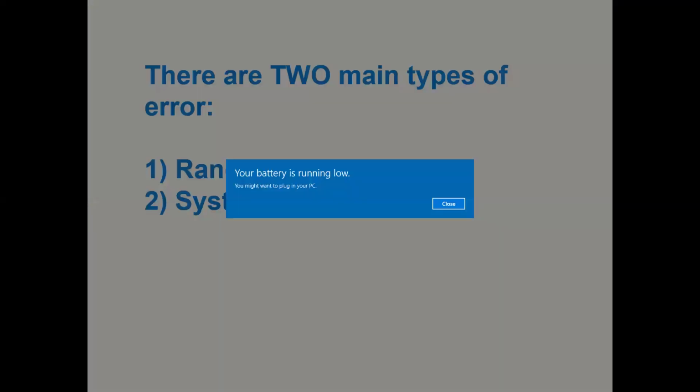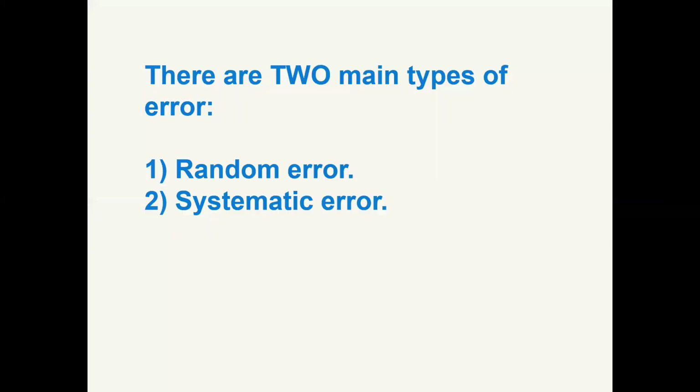But some errors are fixed in number, like zero error. Like if your watch is 5 minutes ahead, it's a permanent error. If the error is permanent, it is a systematic error. If the error is fluctuating, it is a random error. So there are two types of error.